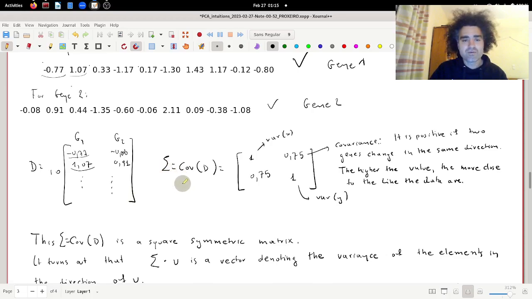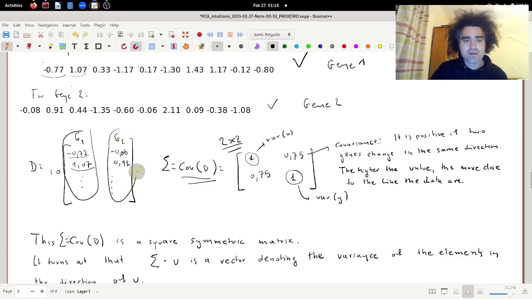And the covariance matrix of this table here is a square matrix. The dimensions of this matrix is 2 by 2 because I have measured two genes. If I would have measured three genes, the dimensions of this matrix would be 3 by 3, and so on. And this matrix, the covariance matrix, is symmetrical. Now the diagonal is the variance of these values. So this point is the variance of the first gene, and the variance of the second gene is here. If I would have a third gene, its variance would be the 3-3 point somewhere here, and so on.